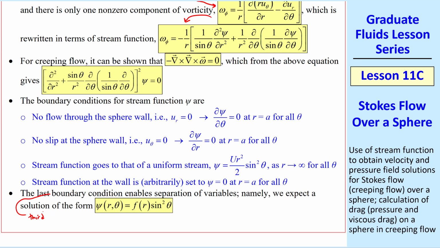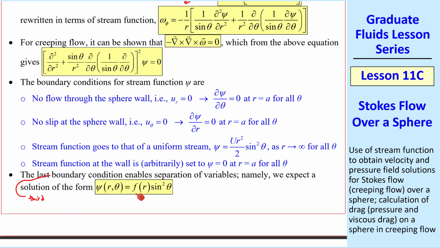This should actually say the third boundary condition, this one, indicates that we might be able to solve this with separation of variables. Stokes assumed that we have this form for psi, some function of r times sine squared theta, which will asymptote to this as r goes to infinity. Thus we can solve for this function f of r when you plug this psi into our differential equation.